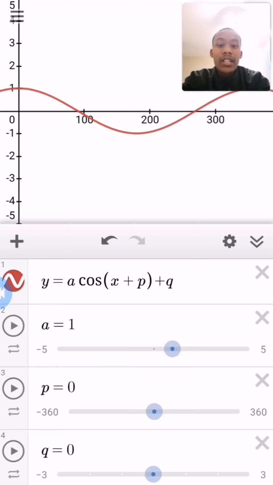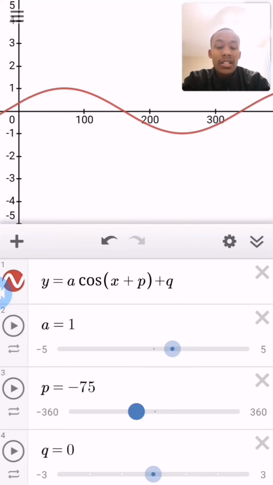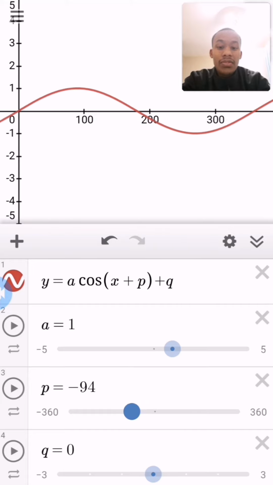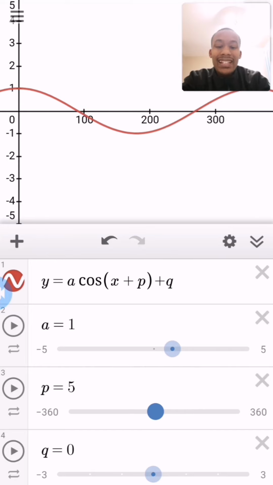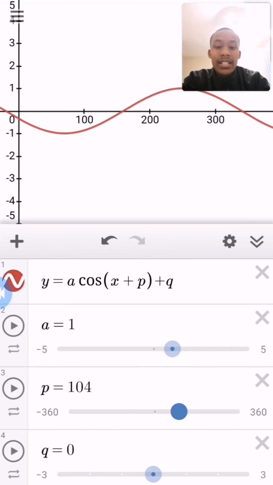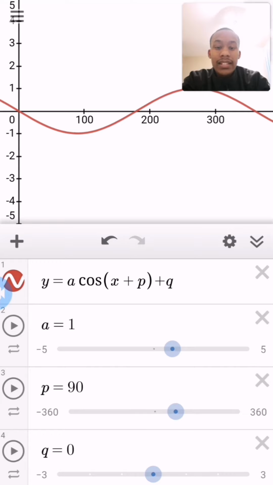So just like sine, p's value will also shift the graph left and right, and if you shift it by 90 degrees left or right, you'll end up with sine graphs. Let's just move it 90 degrees to the right. That's if we say -90, and there you go, that's a sine graph. And if we move it to the left by 90 degrees, that is a negative sine graph. Okay, so those are the co-functions we learned when you add 90 or subtract 90.